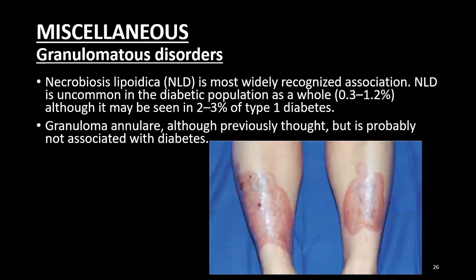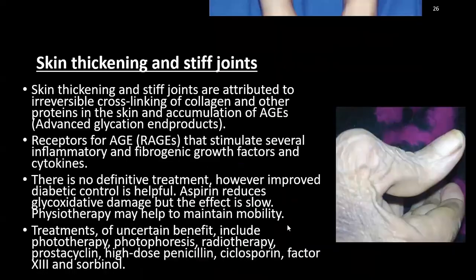Miscellaneous conditions. Granulomatous disorders. Necrobiosis lipoidica, a form of necrobiotic granuloma, is the most widely recognized association. Necrobiosis lipoidica is uncommon in the diabetic population as a whole, seen only in 0.3 to 1.2%, although it may be seen in 2 to 3% of type 1 diabetes. Granuloma annulare, although previously thought to be associated, is probably not associated with diabetes, and its occurrence is probably a chance occurrence.